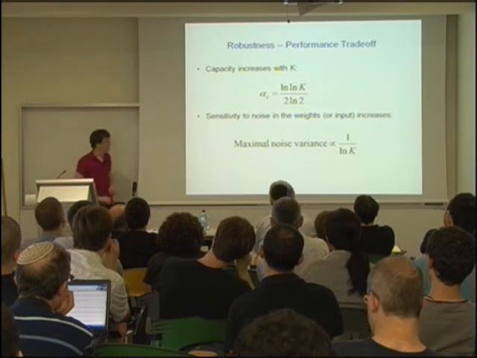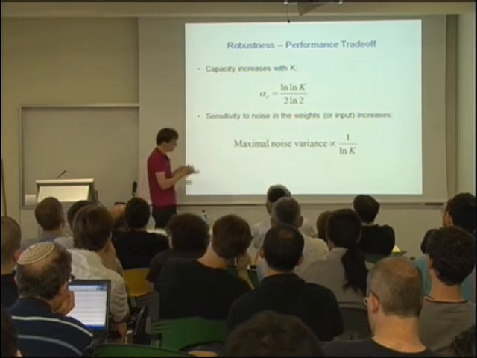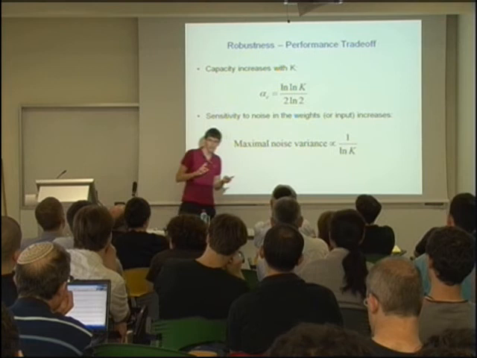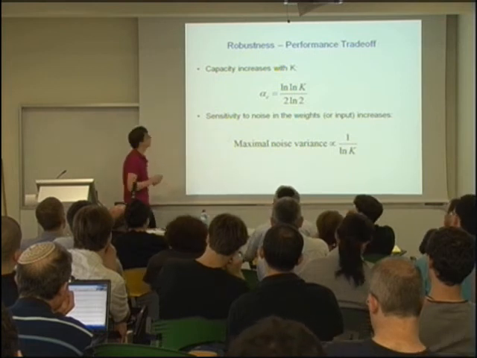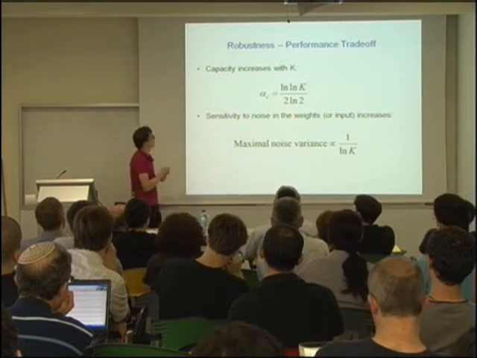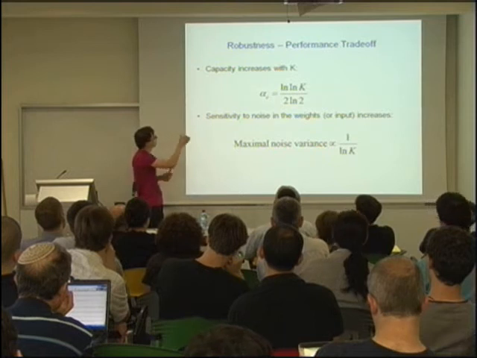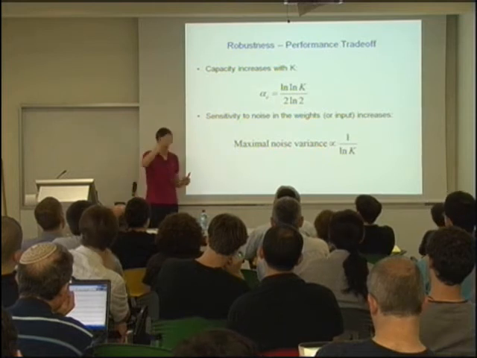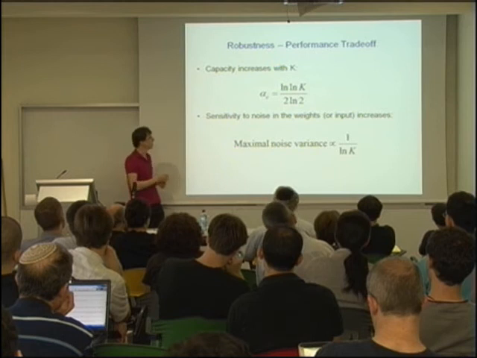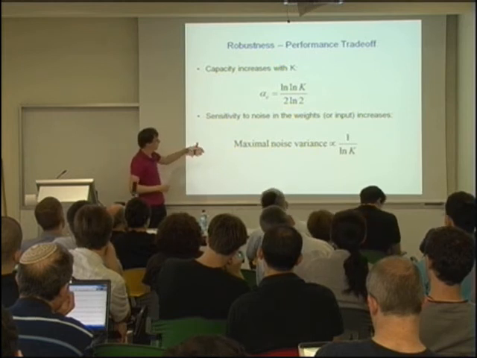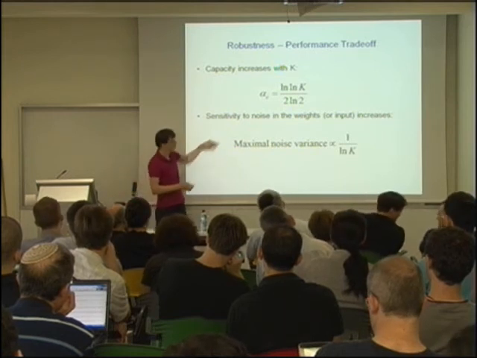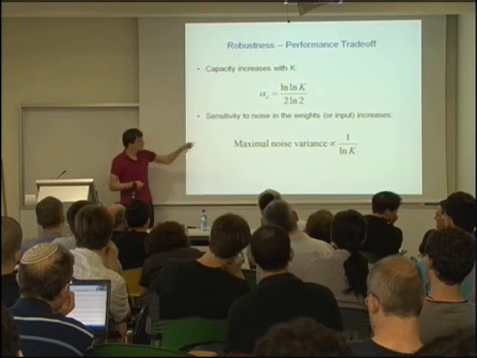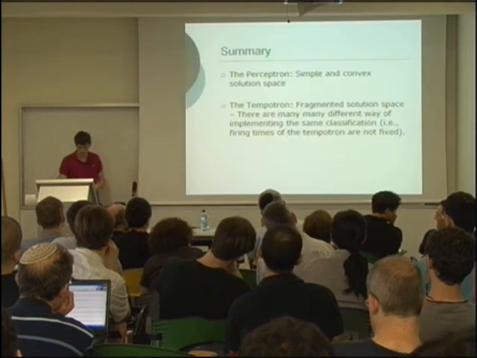Another point: this result brings us some insight about the robustness of the Tempotron. On the one hand, we want to increase k as much as possible because the capacity increases, and on the other hand, as k increases, we are more sensitive to noise. So we need to find some intermediate regime.